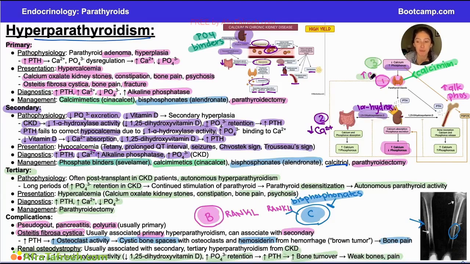Let's quickly recap what we talked about in this video. So primary hyperparathyroidism occurs at the level of the gland. It's characterized by hypercalcemia, so increased calcium, and low phosphate. It is also associated with osteitis fibrosa cystica.